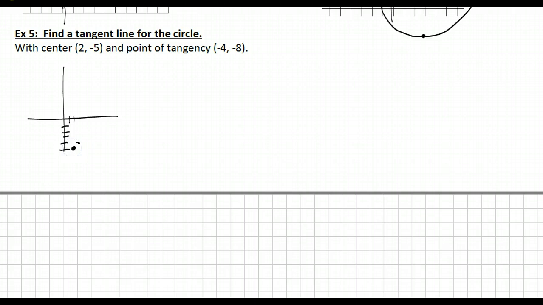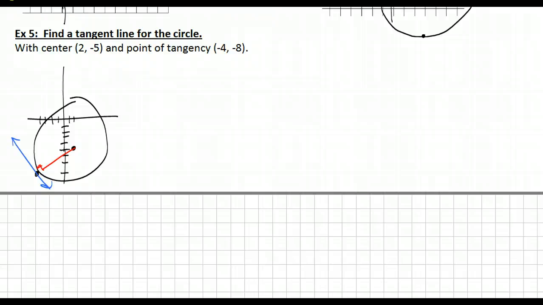Okay, so there's the center of the circle. 1, 2, 3, 4, 5, 6, 7, 8. Okay, and then the tangency point is down here. So I have my circle, and then I'm drawing this line here, which is what I'm trying to find an equation for. And once again, I need to find the slope of this line, because our blue line has the opposite reciprocal slope, because it's perpendicular.